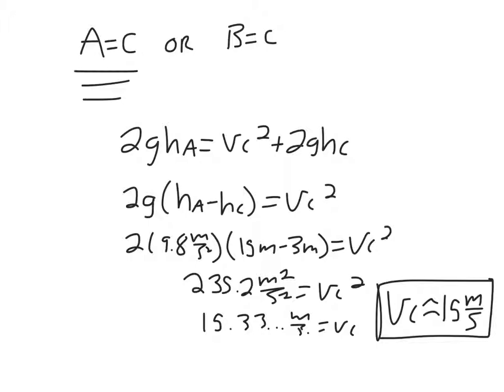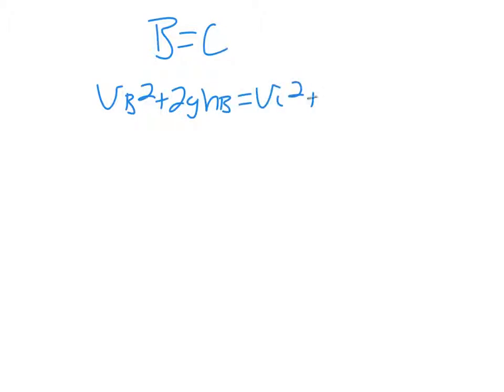Now I didn't have to solve for B first, I could have solved for C first. As you can see, I just solved for both of these independent of each other. But let's say now we wanted to solve for one and then go into the other, so using only B and C. Solve this the other way, using B equal to C. So this means you need either the speed at B or the speed at C to solve. So VB squared plus 2g height at B equals VC squared plus 2g height at C.